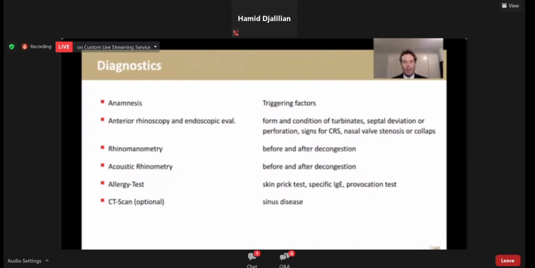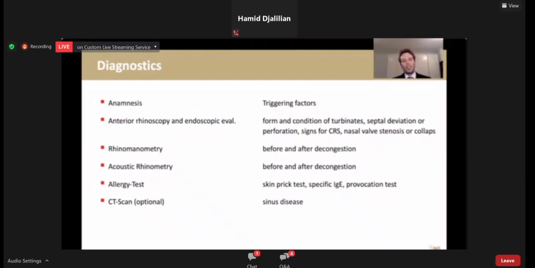When the patient is now coming to your practice or to your clinic, what is the diagnostic workup? There should be a really good anamnesis concerning triggering factors. For example, is there any underlying allergic disease, or is perhaps the body position an important factor for the swelling of the nose? This can give you a hint that the problem is due to the swelling body and not to other problems like septal deviation.